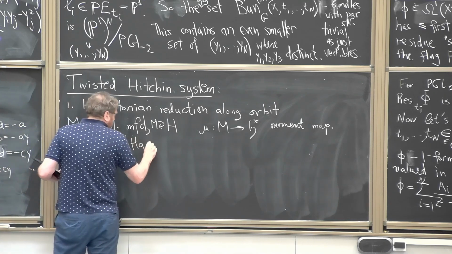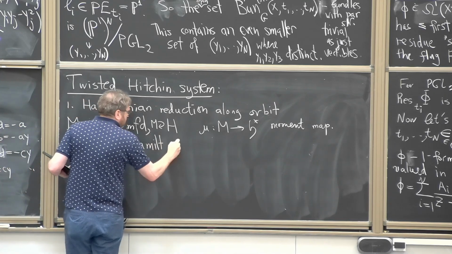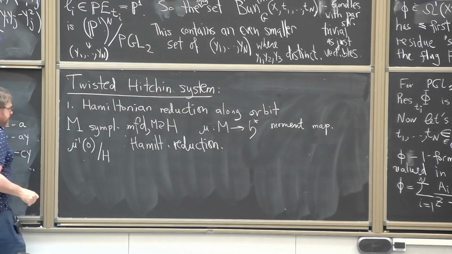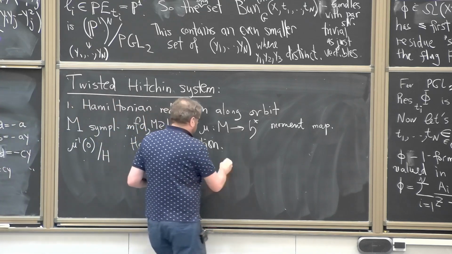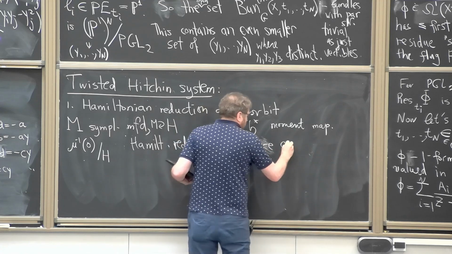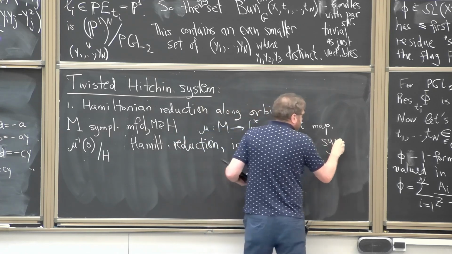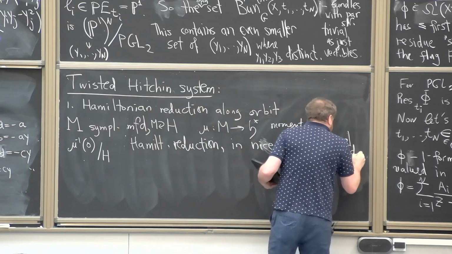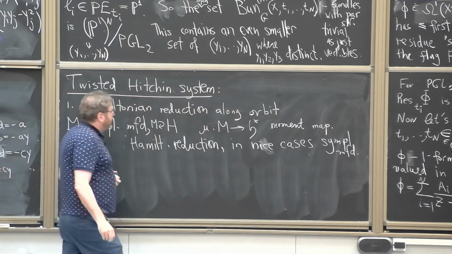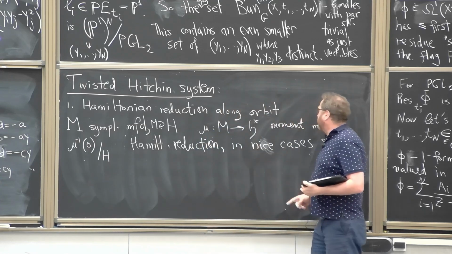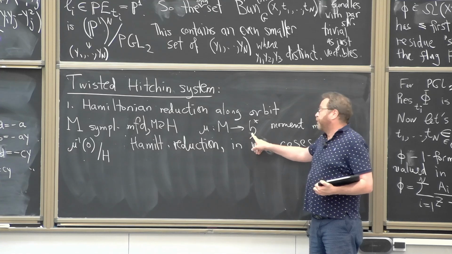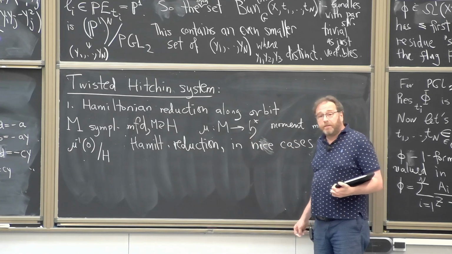This is the Hamiltonian reduction, which we discussed. And if the action is nice, if H acts freely, in nice cases, this is a symplectic manifold. Well, this has a generalization. We actually can take pre-image not of 0, but of any invariant, or for any coadjoint orbit of H star.